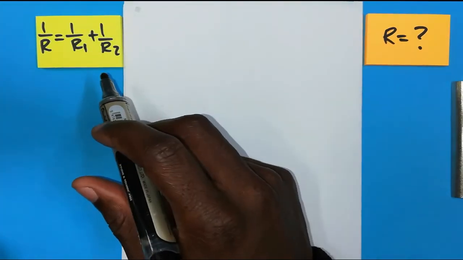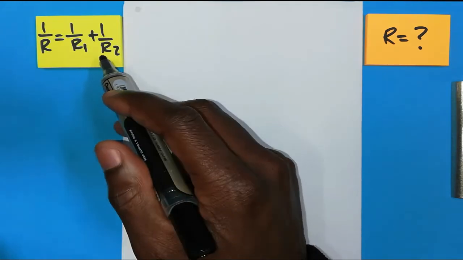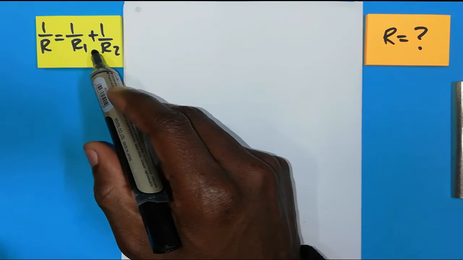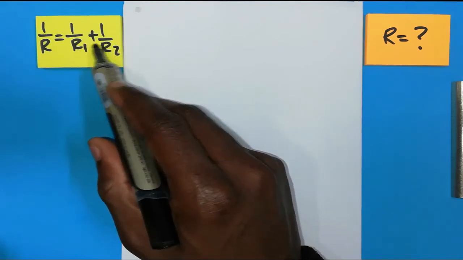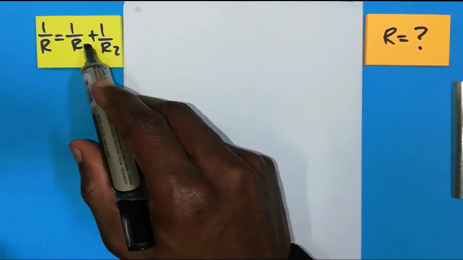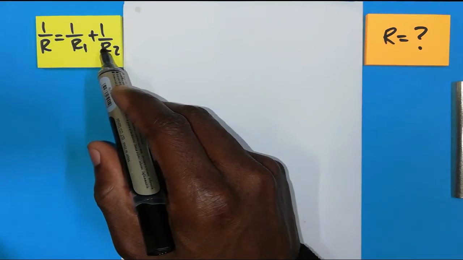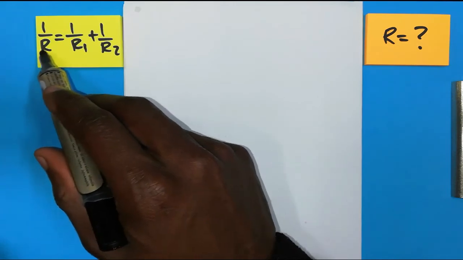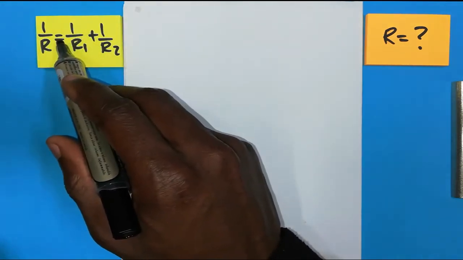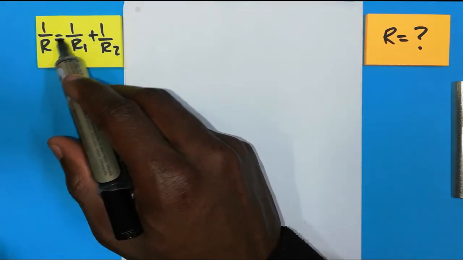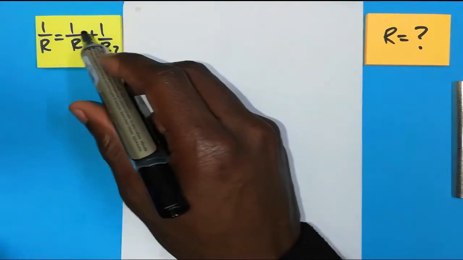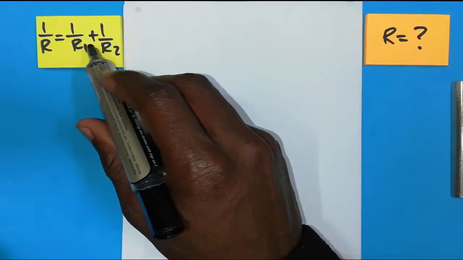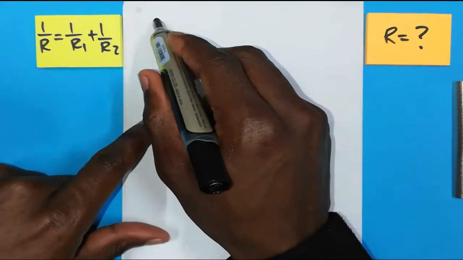You understand? So the first thing that we can do is to make these denominators the same. If we have a single denominator on one side of the equal sign and a single denominator on the other side, then we can perform the cross multiplication operation. Now how do we achieve the same denominator on the right hand side? Let's do that.